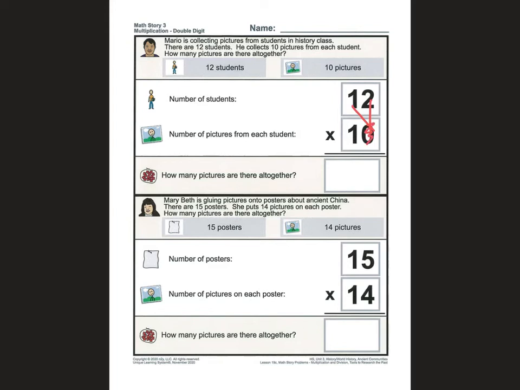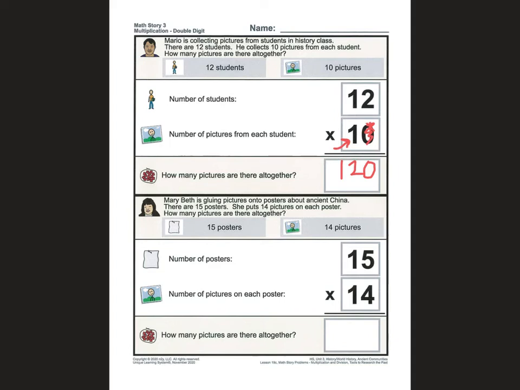But as I've told you in the past, when we move to the next number, we have to put what's called a placeholder. And the placeholder is a 0. So I need to put a 0, and then I can start multiplying. 1 times 2 is 2, and 1 times 1 is 1. So our answer for 12 times 10 is 120.